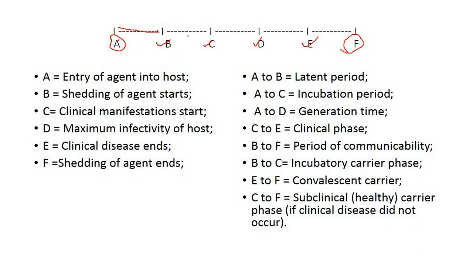And B to C, the shedding starting point to the clinical manifestation starting point, is called the incubatory carrier phase. And E to F, where the clinical disease ends and the shedding of the agent also ends, is called the convalescent carrier phase. This is the incubatory carrier phase. This is the clinical phase. Subclinical phase, that is C to F, or the healthy carrier phase, that is C to F, where clinical manifestation starts and the shedding of the agent ends. So these are the various stages.